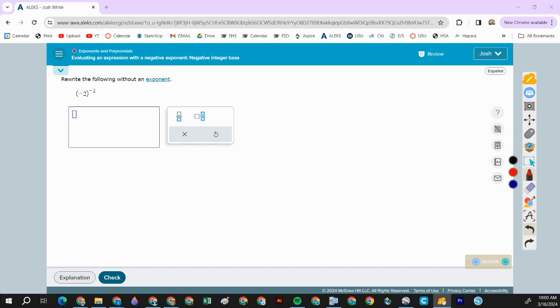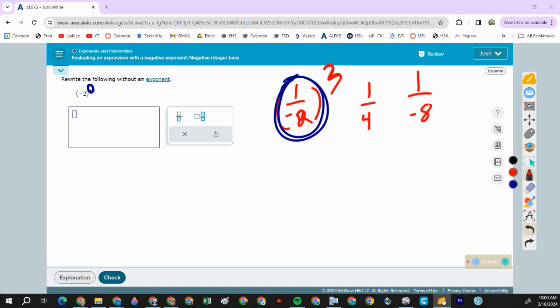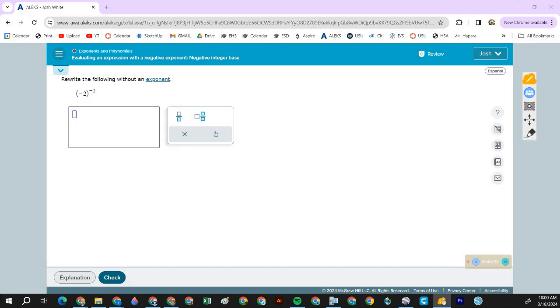All right. So this negative is going to flip it upside down. 1 over negative 2 squared, that's a 2. And then negative 1/2 times negative 1/2 is going to be 1/4. So that negative is going to be swallowed up by the squared. If this was a third power, then it would be 1 over negative 8. Because negative 2 times negative 2 times negative 2 remains negative.